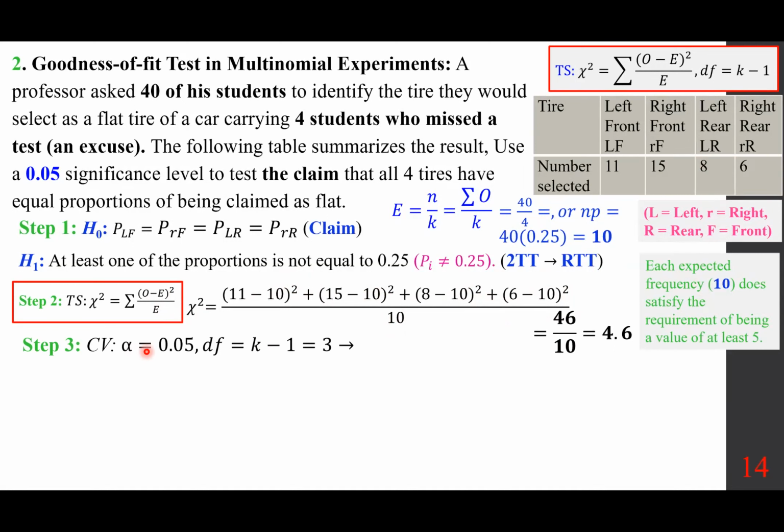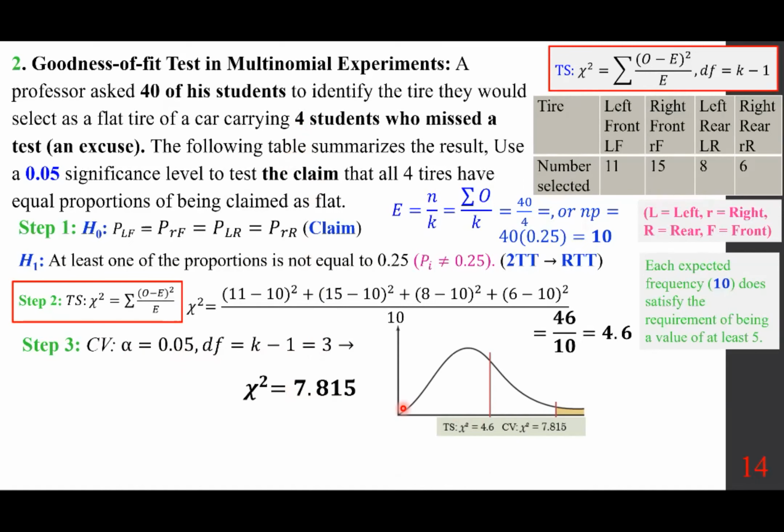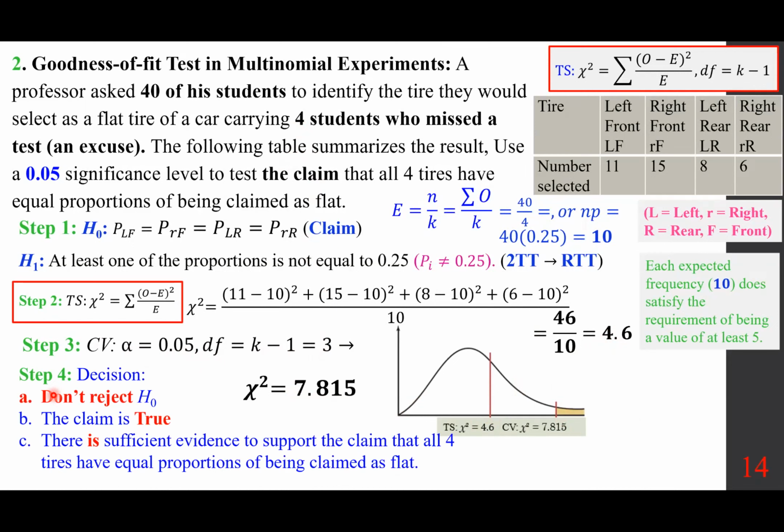The critical value comes from the choice of alpha of 0.05. Degrees of freedom of k minus 1 happen to be the same as the previous example. 4 minus 1 is 3. And therefore, we have the same chi-squared value of 7.815. If we look at the graph, here's the critical value. The test statistic is way into the non-rejection region. So fail to reject H0 or don't reject H0. Again, if you happen to have a choice, fail to reject is a better choice. So don't reject or fail to reject H0, which means the claim becomes true. There is sufficient evidence to support the claim that all 4 tires have equal proportions of being claimed as flat.